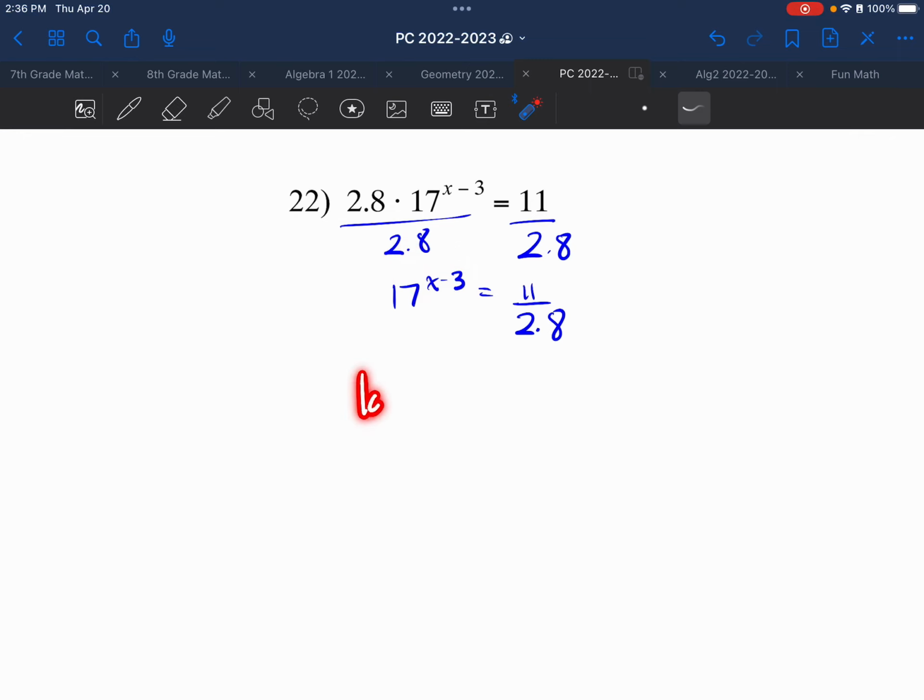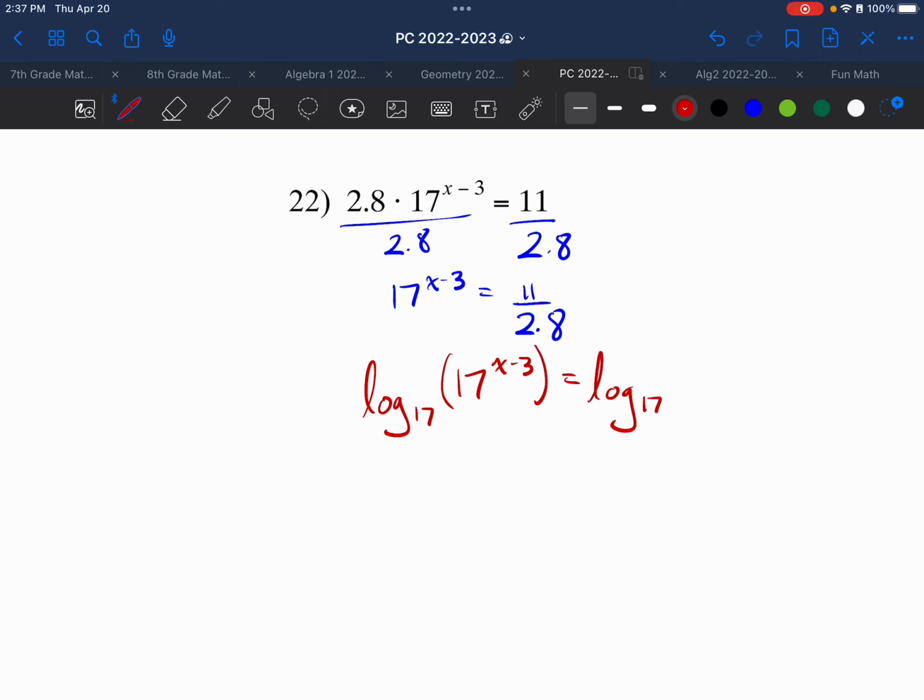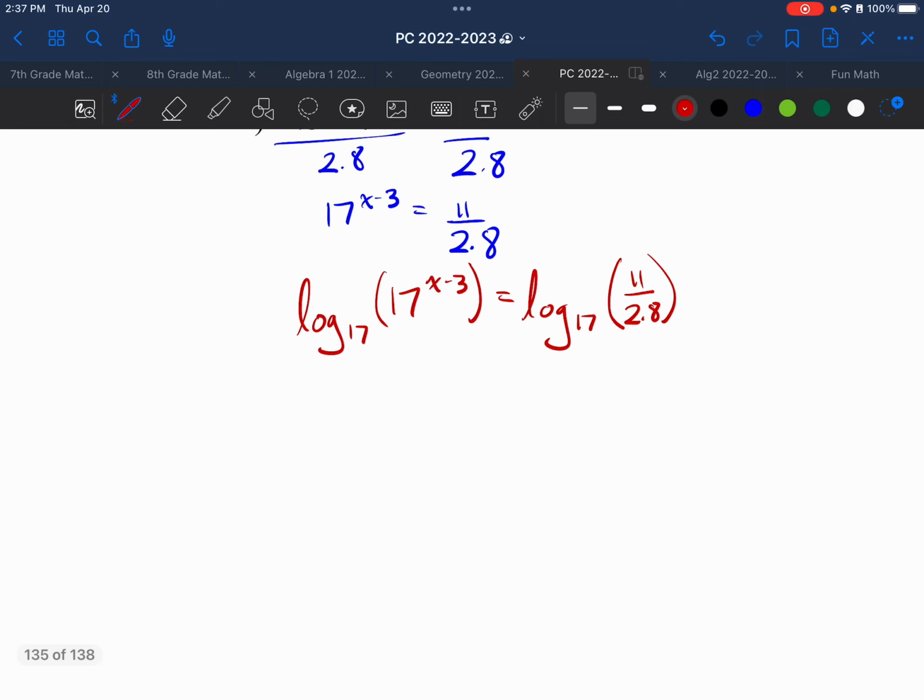I want to write it with pen though. This is going to be log base 17 to match the base of 17 to the power of x minus 3, and that's going to be equal to log with the same base. The left and right have to be the same base, and this is going to be in parentheses 11 over 2.8. That's 2.8, not 2 times 8 if you're misreading my terrible handwriting. From here, things are going to cancel.